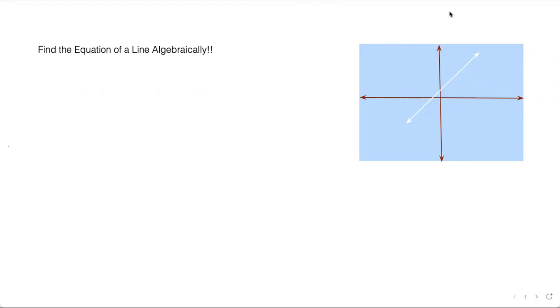In the past, what we have done is we've looked at this graph. So let's look at this white line here. If I were to say, find the equation of this line, you would have had to tell me two things. One, you'd have to find out what the slope was. And the second thing was we had to find out what the y-intercept was. Okay, you don't have to write anything down right now.